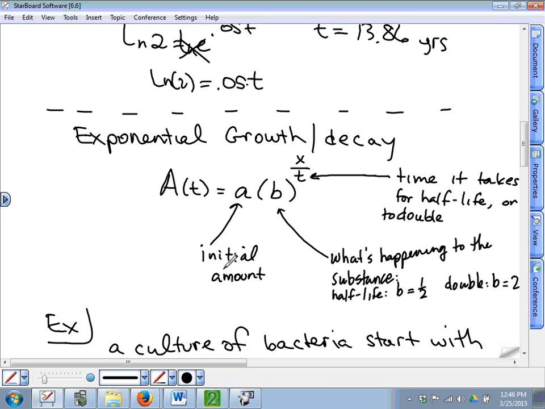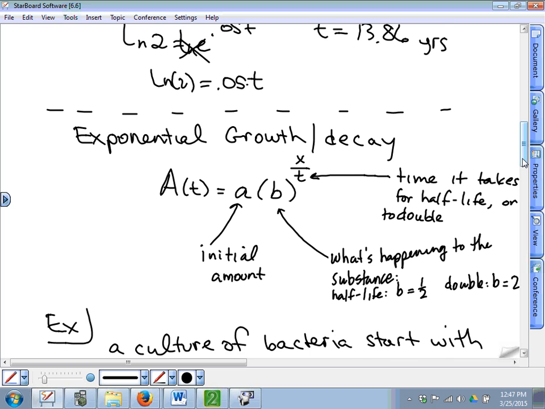You're going to be given the initial amount. That's not going to be a hard decision to make. This value of t, that's the amount of time it takes to complete a half-life cycle or to complete a doubling cycle. So if you're doing number 7, you put a 5,730 right here, and then you would just leave x as x. If you're doing number 8, you put a 4 right here because it doubles every 4 hours. Oh, it's every 4 hours.